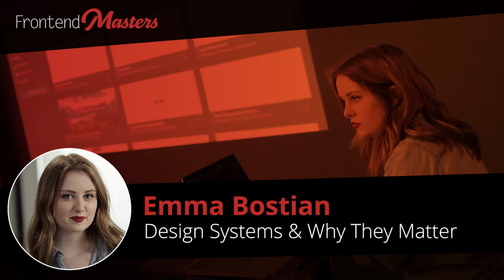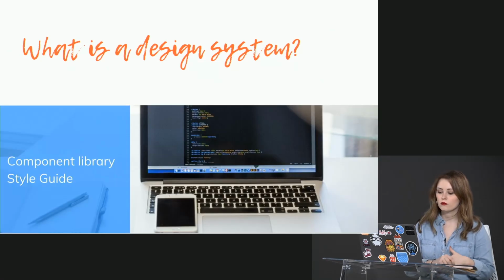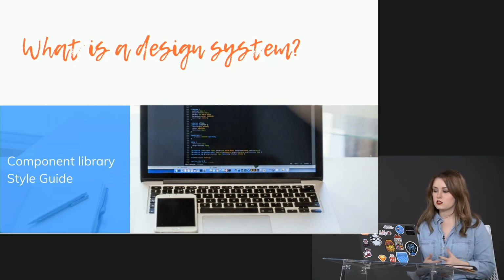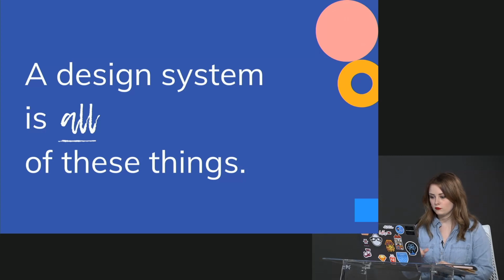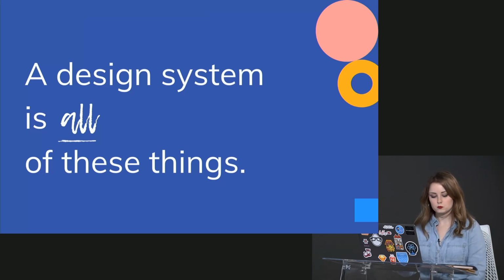Well, what is a design system? There's no industry definition for a design system, but if you hear a designer talking about a design system, they're most likely talking about the UI kit, the foundational elements like color and typography, grid, iconography, things like that. And when you hear an engineer discuss design systems, they're probably referring to the component library and the style guide. But really a design system is kind of all these things. It incorporates pieces from design, pieces from engineering, all wrapped up.